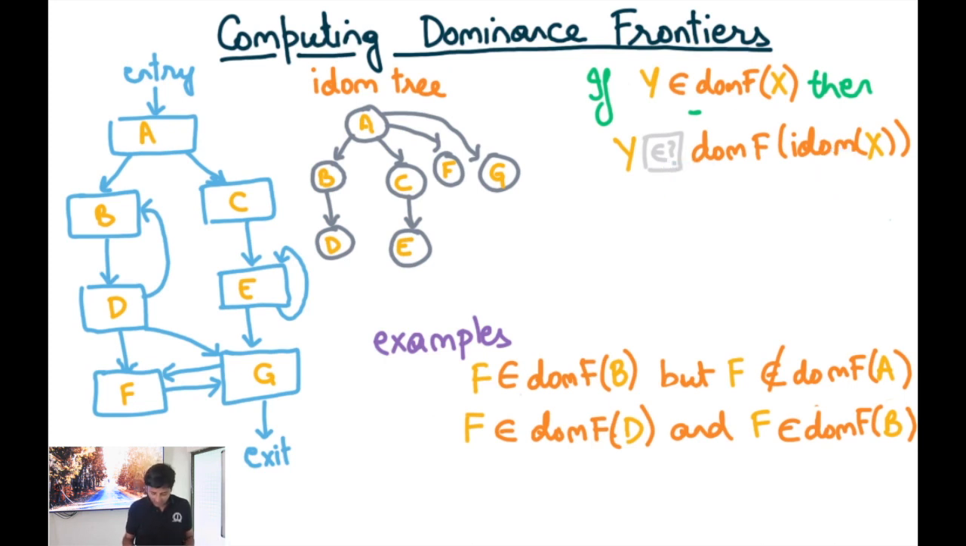So for example, F belongs to the dominance frontier of B, but F does not belong to the dominance frontier of A, because A's dominance frontier, recall, is empty because A pretty much strictly dominates everything. But on the other hand, F belongs to the dominance frontier of D, yet F belongs to the dominance frontier of B, where B is the parent of D, or the immediate dominator of D. So if Y belongs to the dominance frontier of X, Y may or may not belong to the dominance frontier of idom X.